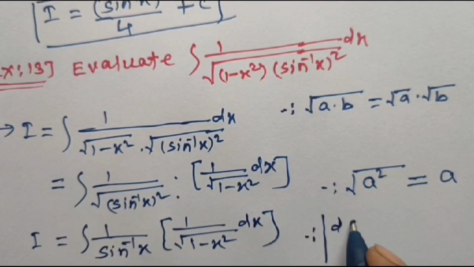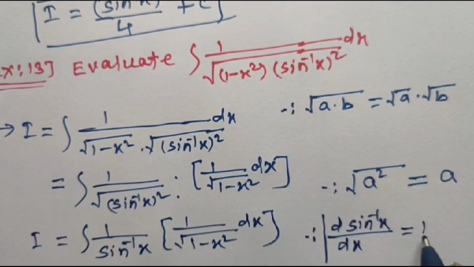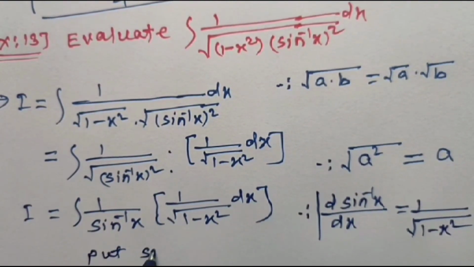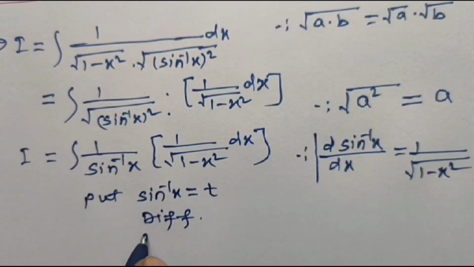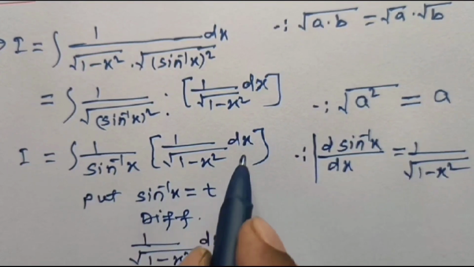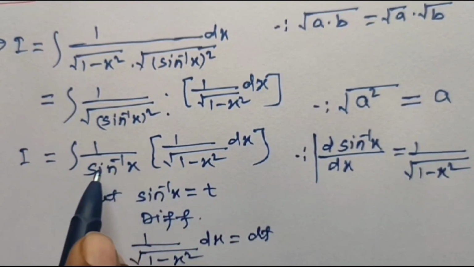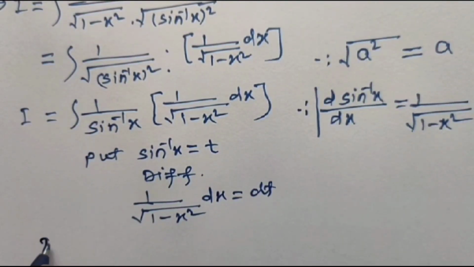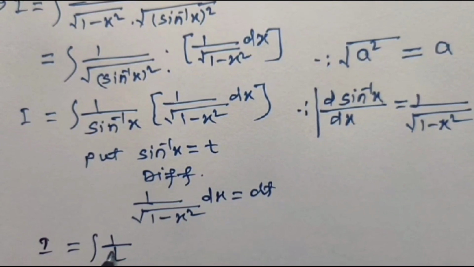Since the derivative of sin inverse x with respect to x is equal to 1 upon square root of 1 minus x square, we can use substitution for sin inverse x. Sin inverse x is equal to t. Differentiate this, hence 1 upon square root of 1 minus x square dx is equal to dt. Now this bracket you can replace by dt, and sin inverse x you can replace by t. Hence integral I can be written as I is equal to integral of 1 upon t dt.